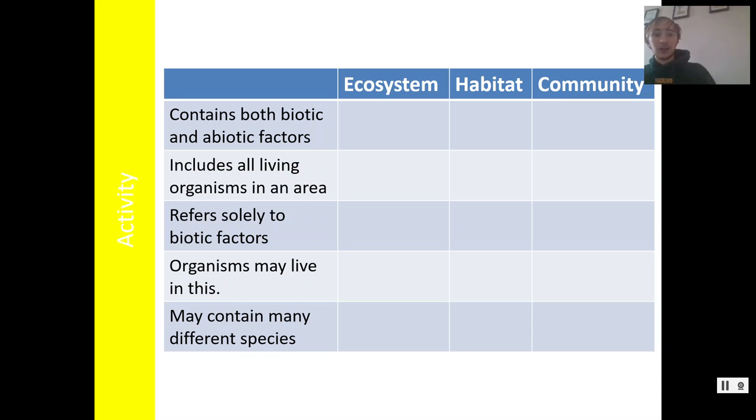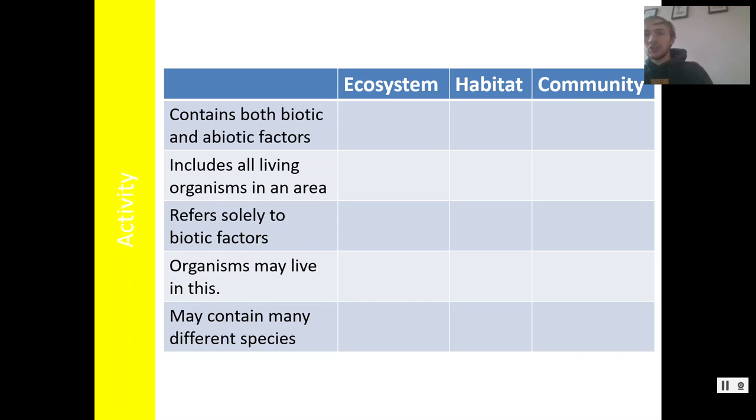So it contains both biotic and abiotic factors. Ecosystem, yes. That's kind of the definition of ecosystem. The ecosystem is all of the biotic and abiotic factors in an area. Habitat, yes. Habitats include not only the place you live, which is usually abiotic unless you're a parasite, but it's also the things you eat, the people you interact with, that's all part of your habitat. So yes, biotic and abiotic. Community? No. Just biotic. Community includes all living organisms in an area.